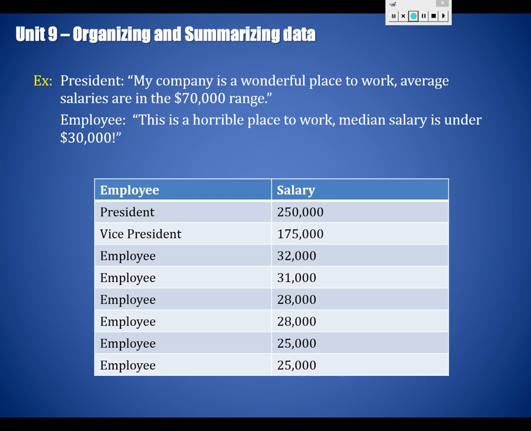Yeah, in some sense, the president is not lying, right? Something that's skewed right goes like that. Is the mean higher than the median? Right. Skewed right means the mean is higher than the median. The mean always goes toward the tail.